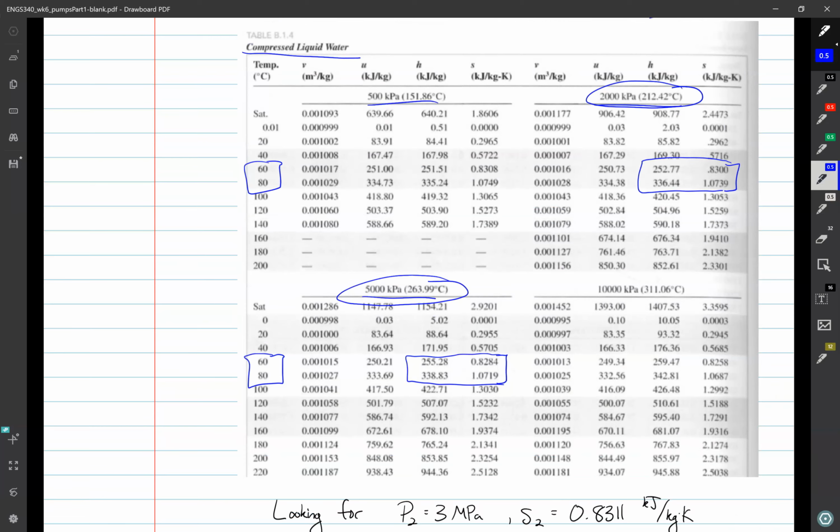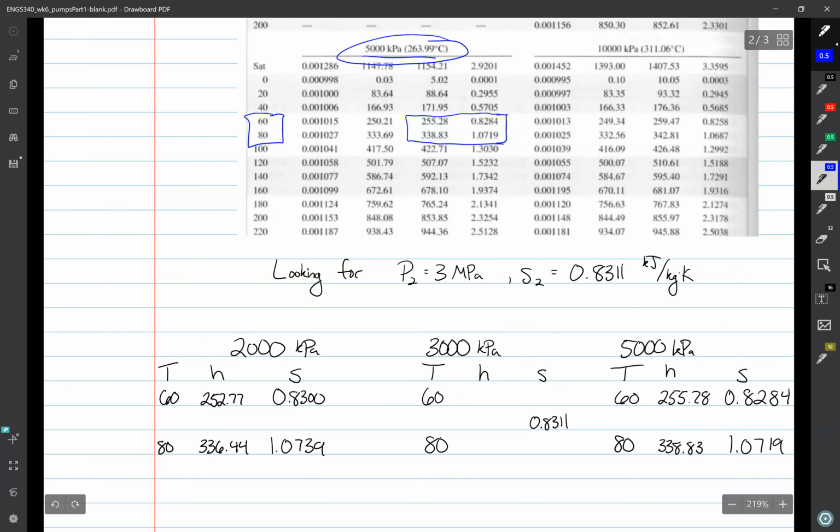That would be the data from up here, and I'm doing the same for all of those points. Now, what we really want is 3,000 kilopascal, and this entropy we want to find, well, maybe temperature, but we really want to find enthalpy H. So we have to do some serious interpolation. So first we have to figure out the enthalpy at 3,000 kilopascal and 60 degrees Celsius, and the entropy at 3,000 kilopascal and 60 degrees Celsius.